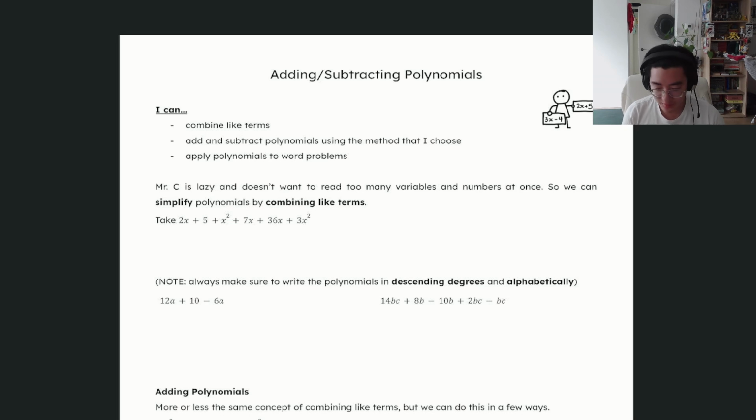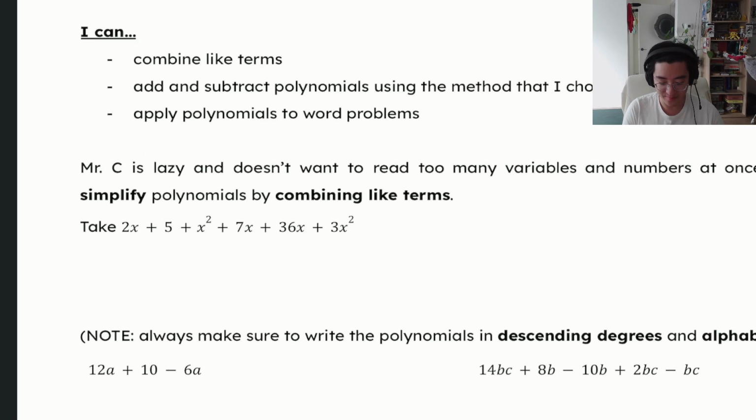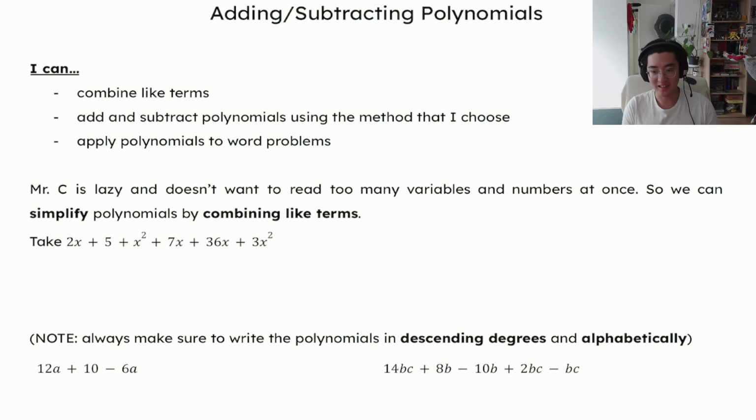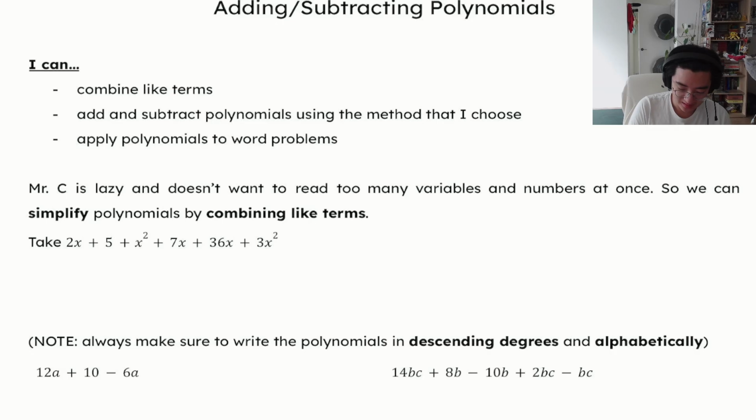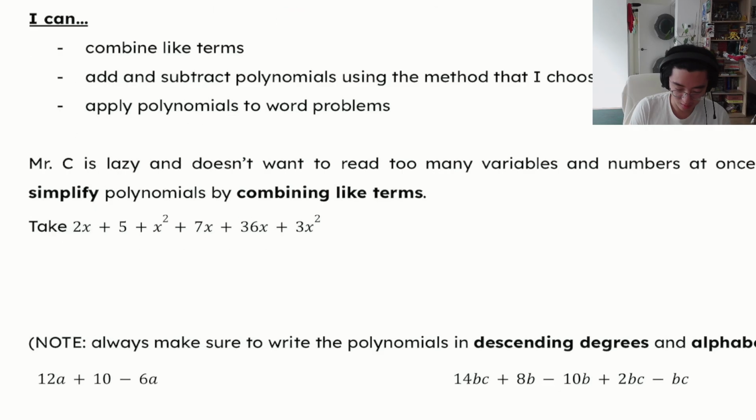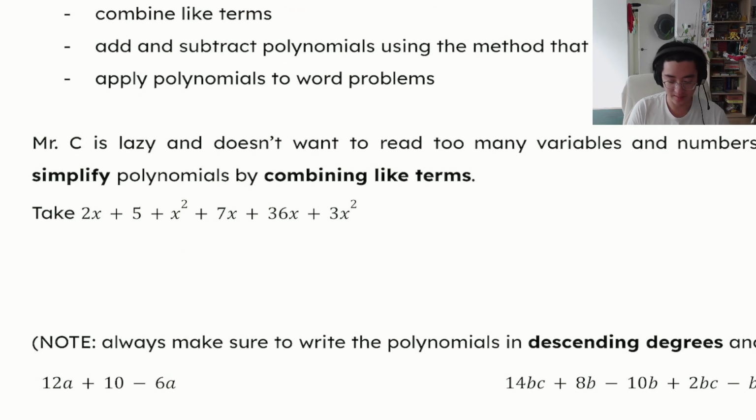Alright, hello everyone. Welcome to today's lesson on adding and subtracting polynomials. Today our goal is to look at a big and long polynomial and then shrink it down into just a few terms so it's easier to read. Mathematicians like me are super lazy, but if we see too many of those terms, we want to simplify them and combine them as much as we can.